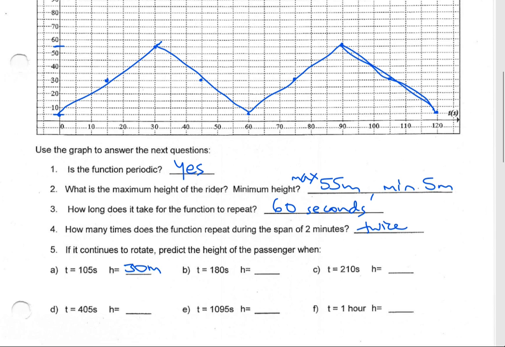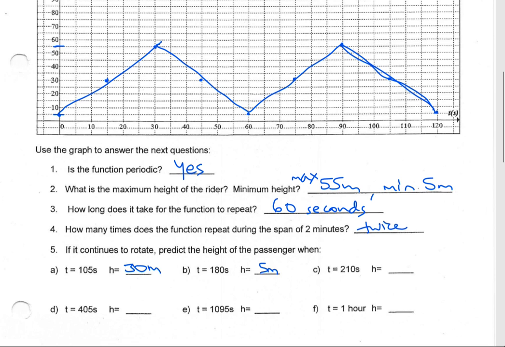So after 180 seconds, where will we be? So we know that after every 60 seconds, we're back to 0. So if we start at 0 and we go for 60 seconds, we're back at 0. So if we go for 180 seconds, it means we're going to go 60 seconds 3 times. So we are back at 0, which is the 5 meter height.